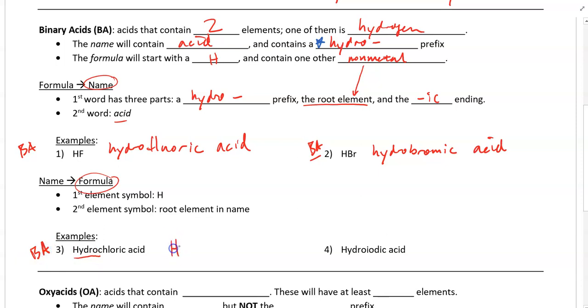So it's going to be H to start, always and forever. And then the core element was chloric. So we knew the element was chlorine. That goes into the formula.